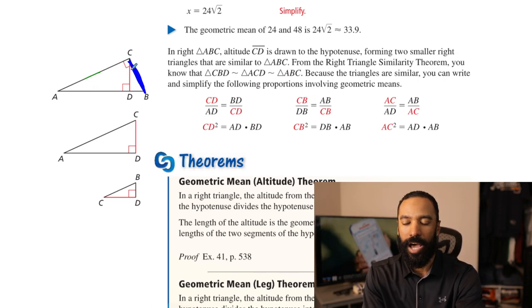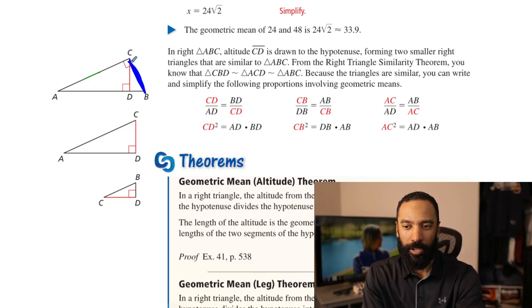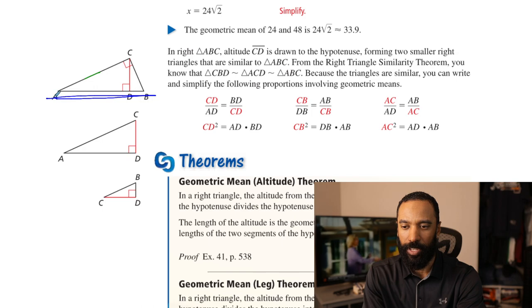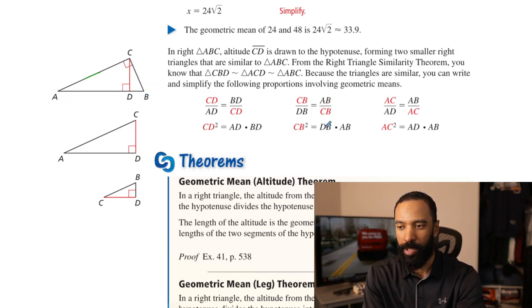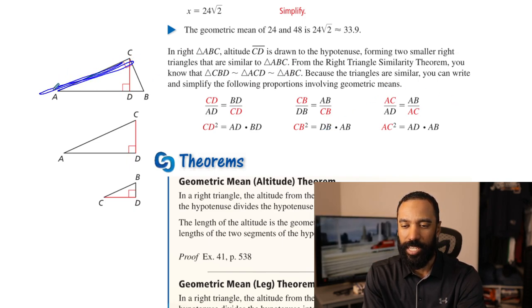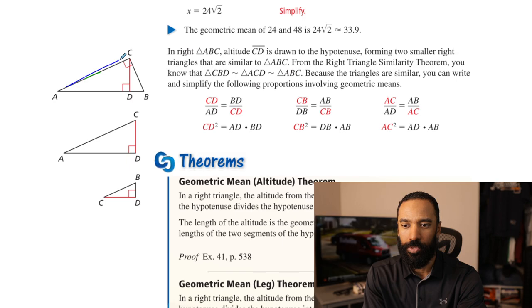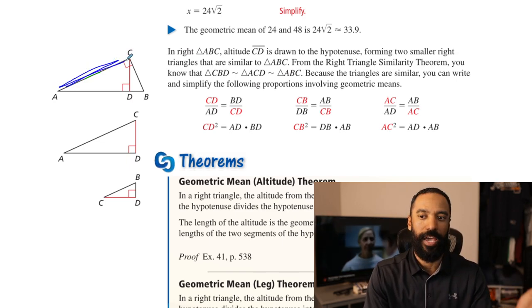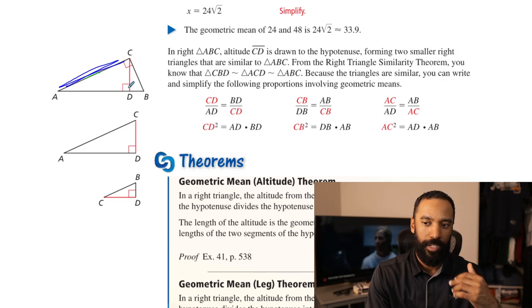The short leg in the big triangle is to the short leg in the small triangle, CB over DB. As the hypotenuse in the big triangle, AB, is to the hypotenuse in the small triangle, CB. Cross multiply and you get this setup. Lastly, AC. AC represents something in two different sets of triangles. AC is both the long leg in the big triangle and the hypotenuse of the medium triangle.